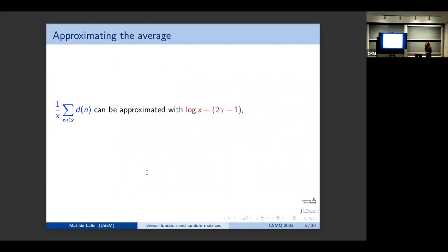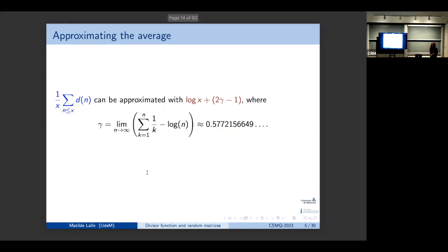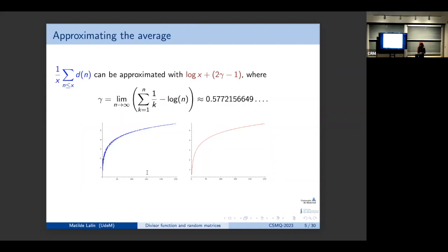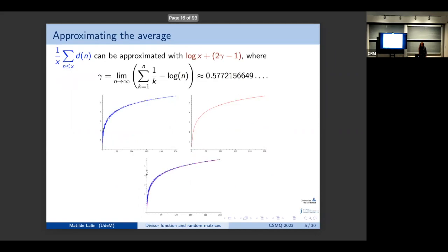Actually, the graph that we're drawing there is y equals log of x plus 2 gamma minus 1, where gamma is the Euler-Mascheroni constant. So gamma is the limit as n goes to infinity of the sum of 1 over k for k up to n, minus log of n. The graph on your left is the graph that we had before, this average of the divisor function, and the graph on the right is this log of x plus 2 gamma minus 1. Actually this is fun: you can put them together and they coincide a lot, in a certain sense.